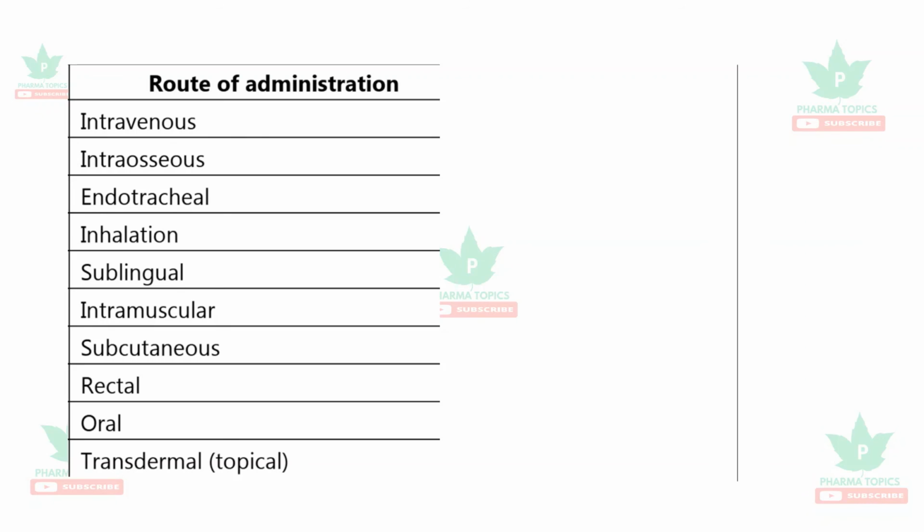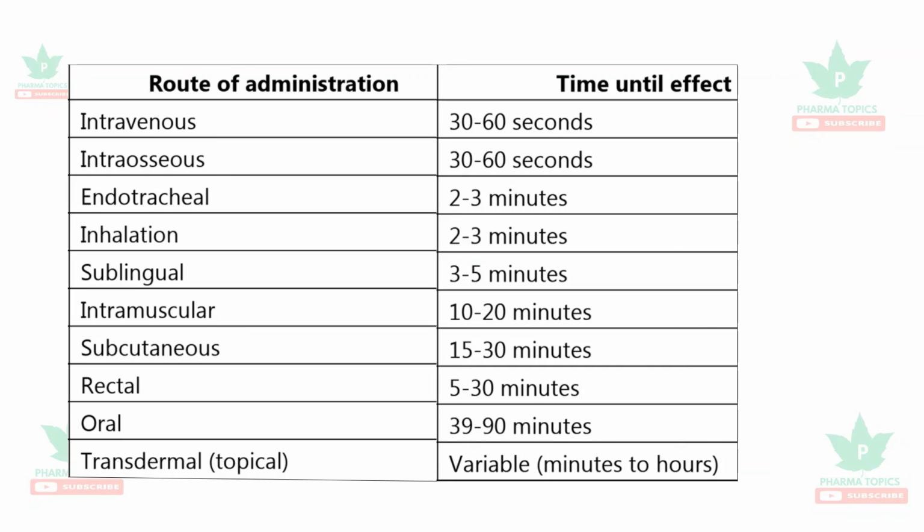Let us see the different routes of administration and the different time durations, that is the onset of action for each route of drug administration. The fastest routes are the intravenous route and the intraosseous route. They act within 30 to 60 seconds. Endotracheal route of administration and inhalation route act within 2 to 3 minutes. Sublingual route acts within 3 to 5 minutes.